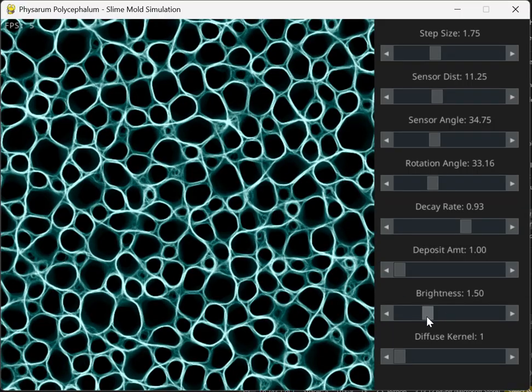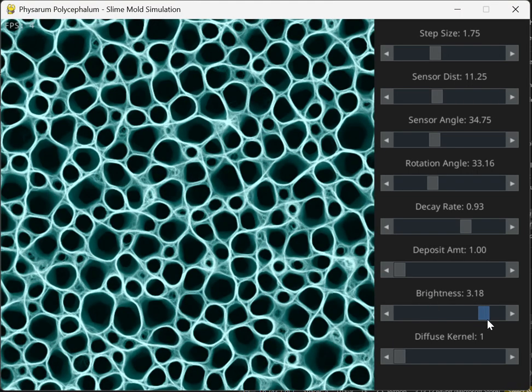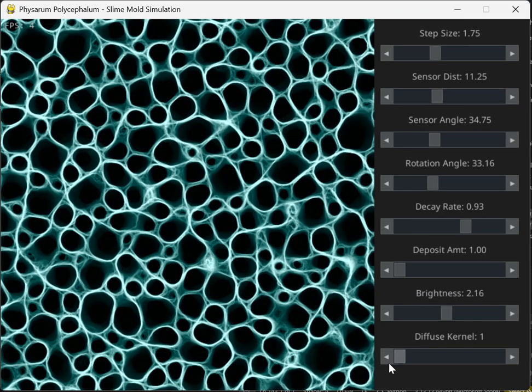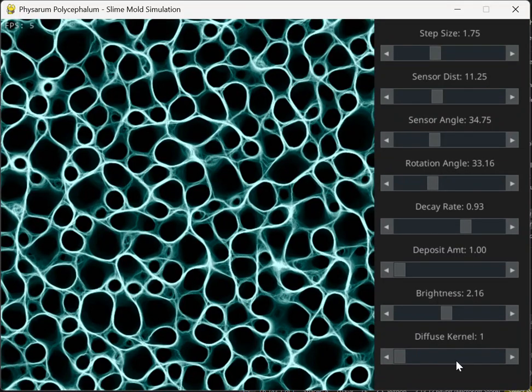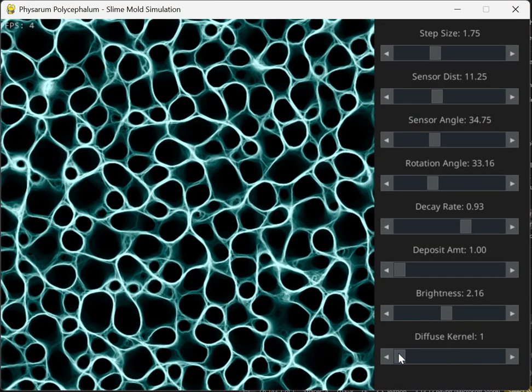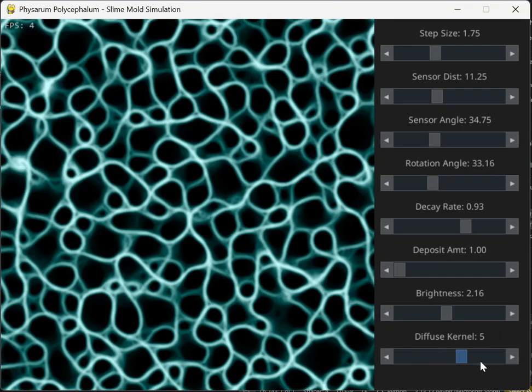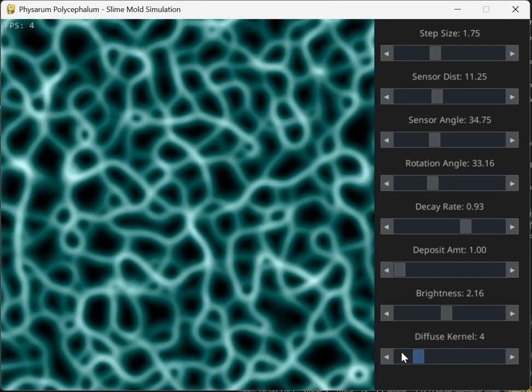The last is the brightness. It will increase the brightness of each agent's color. And the last is the diffusion kernel. Basically, it sets the size of the blur applied to each pixel. As we increase it, more blur will be applied.